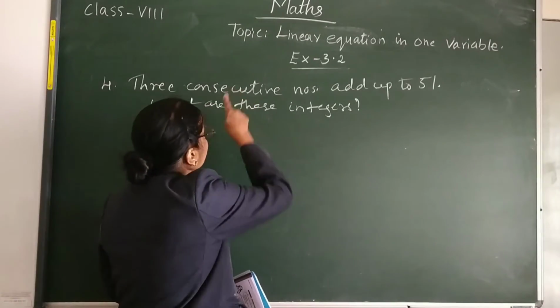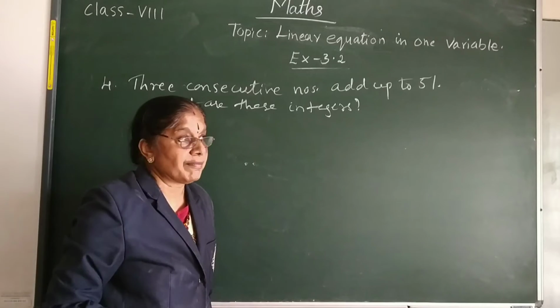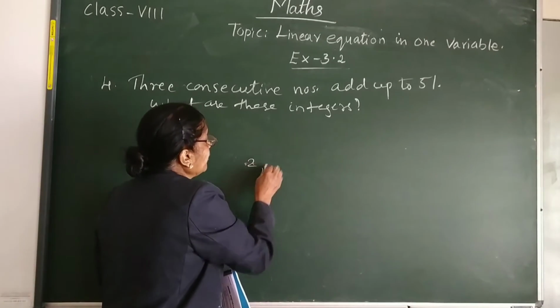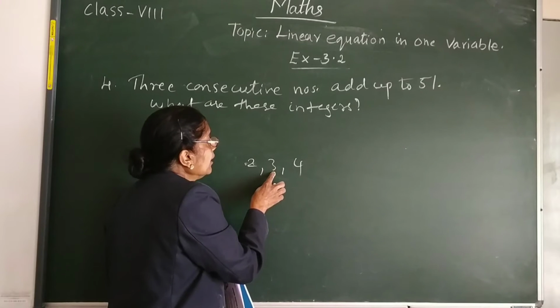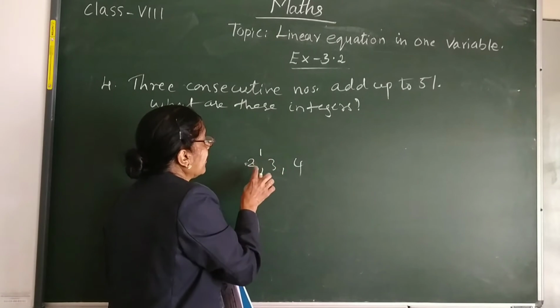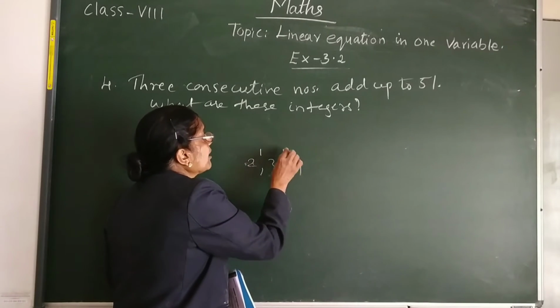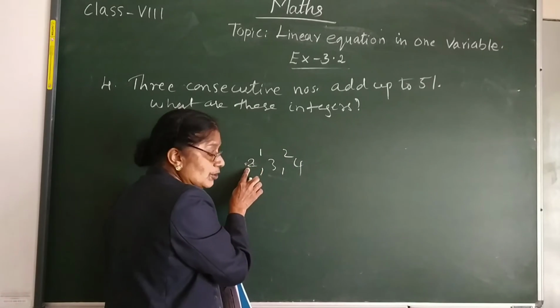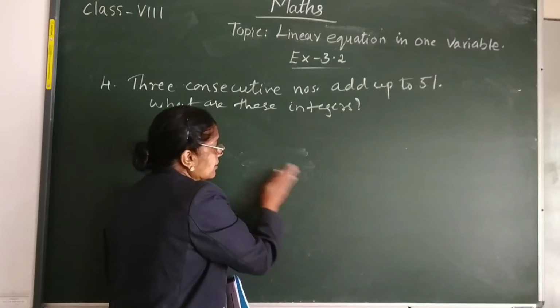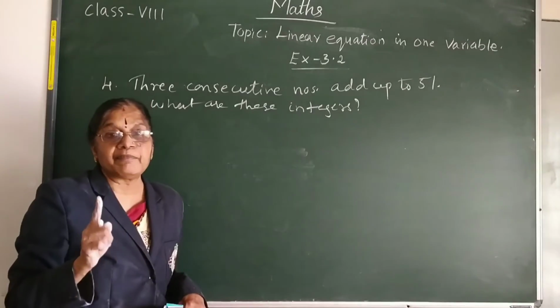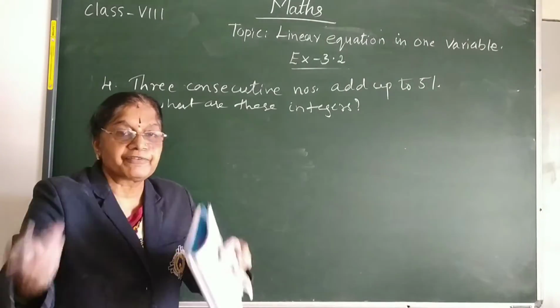So how many consecutive numbers are there? 3 consecutive numbers. Let me explain again. 2, 3, 4. 2 plus 1 is 3. So the difference between the first and second number is 1, and the difference between the first and last number is 2. It means if x is your number, then x plus 1 and x plus 2 will be your 3 consecutive numbers. That you have to keep in mind. Consecutive means one after the other.